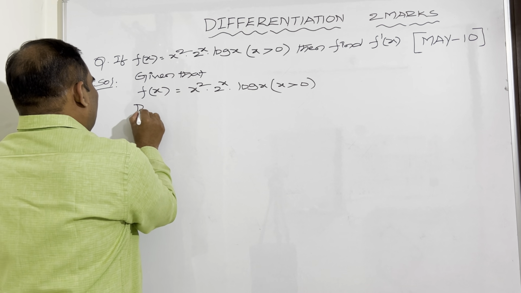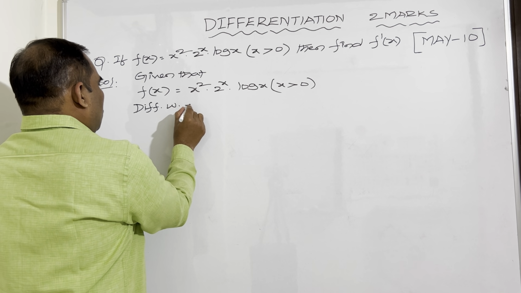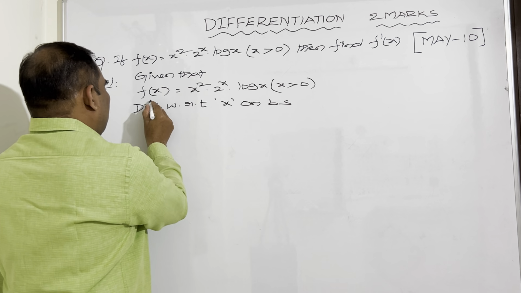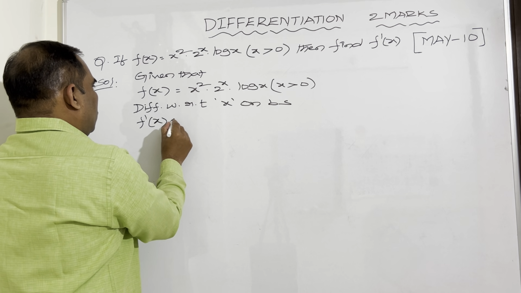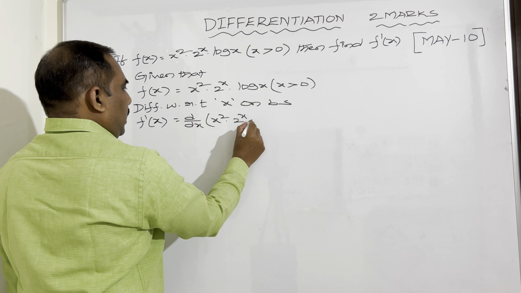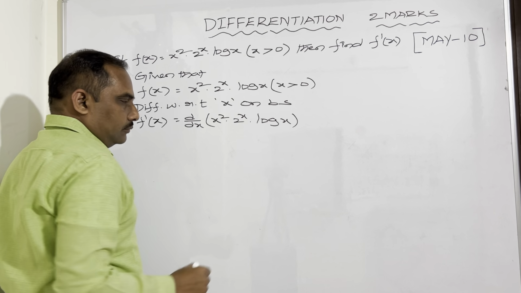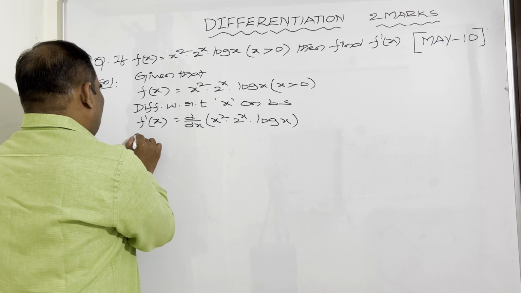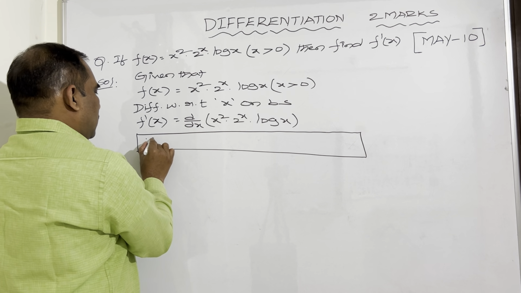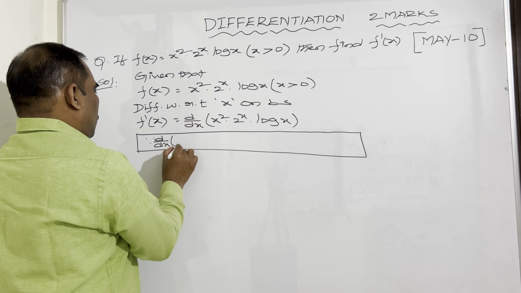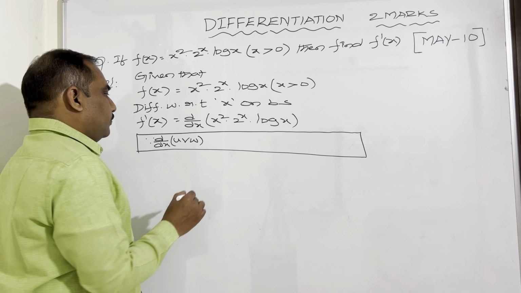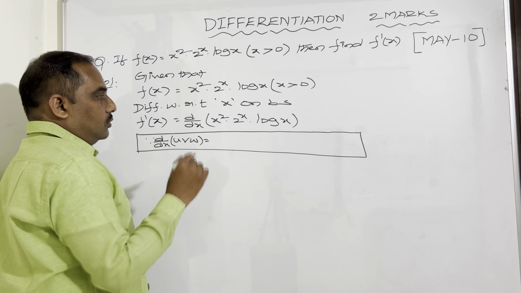So differentiate with respect to x on both sides. So we get f dash x is equal to d by dx of x square into 2 power x into log x. See, observe here we have in the right hand side the derivative in the form of d by dx of u v w. So we have three functions in the product.